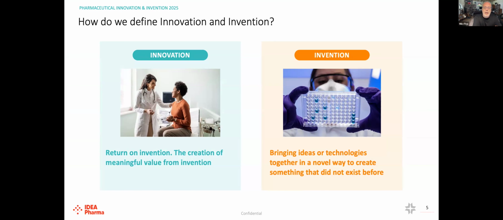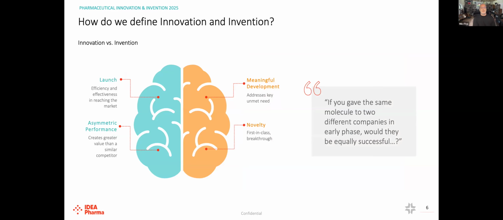Invention, we all recognize that. We all know that's what we do most days, bringing ideas or technologies together in a novel way to create something that didn't exist before. And clearly there's a whole realm of IP that sits next to that. But I want to focus really on the innovation side of the spectrum.